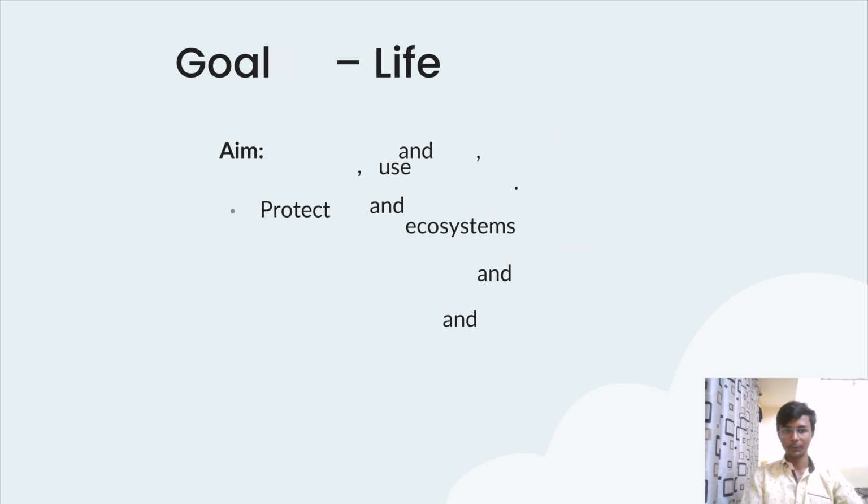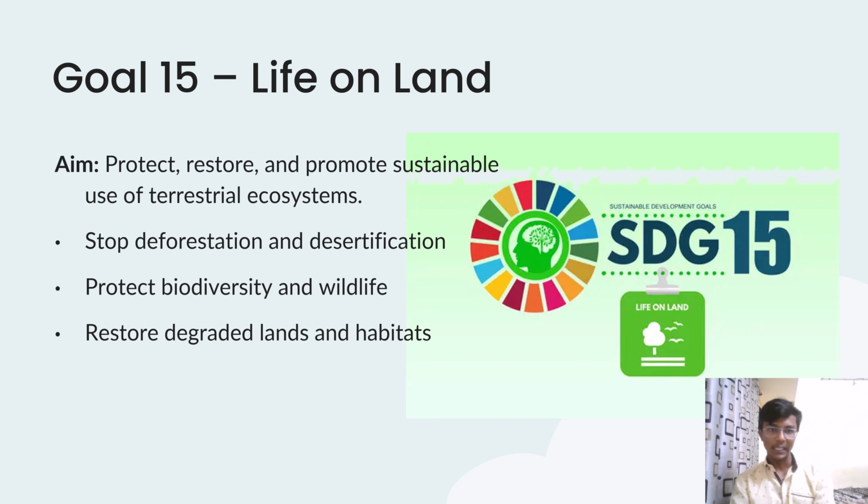Now come to Goal 15, life on land. What is life on land, guys? I won't discuss these things in detail because they are important, and you will come to know them in daily life. The aim is to protect, restore, and promote sustainable use of terrestrial ecosystems. Stop deforestation and desertification, protect biodiversity and wildlife.